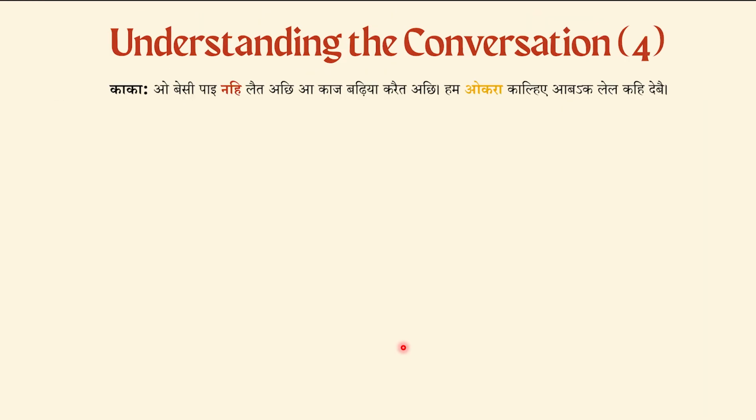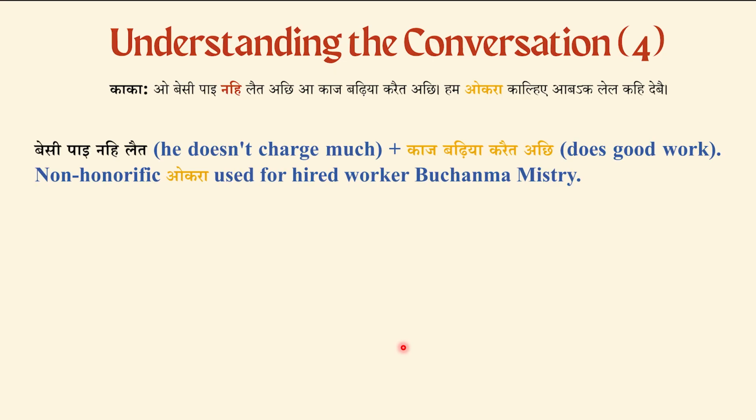Then in one sentence Kaka says, ओ बेसी पाई नहीं लैत अछि, आ काज बढ़िया करैत अछि, हम ओकरा काल्हिए आबक लेल कहि देबै. Now here you have two phrases. बेसी पाई नहीं लैत अछि, he doesn't charge much. Besi means much or more. Pai is paisa or money, nahi late. So he doesn't take too much money, and काज बढ़िया करैत अछि. Kaj is work. He does good work.